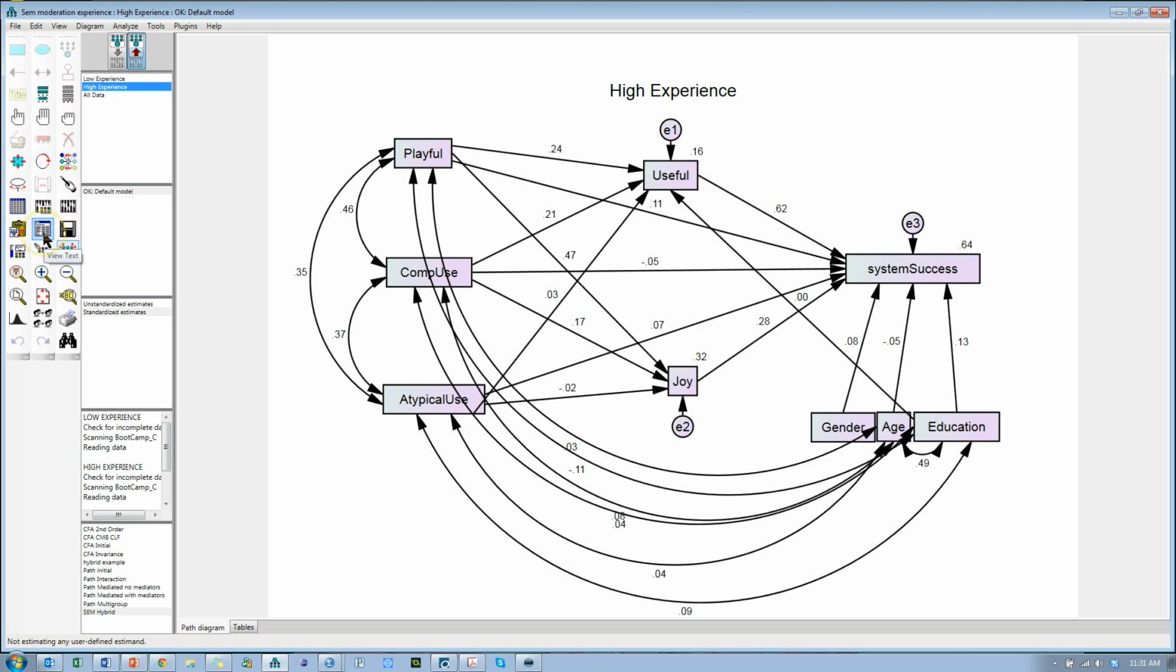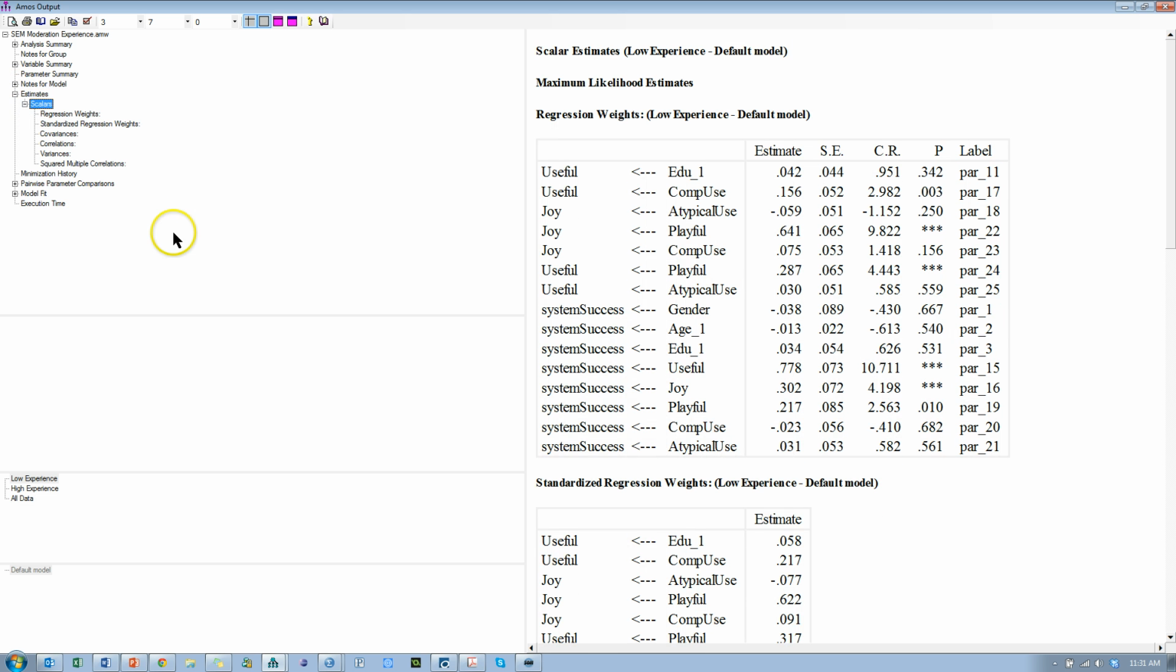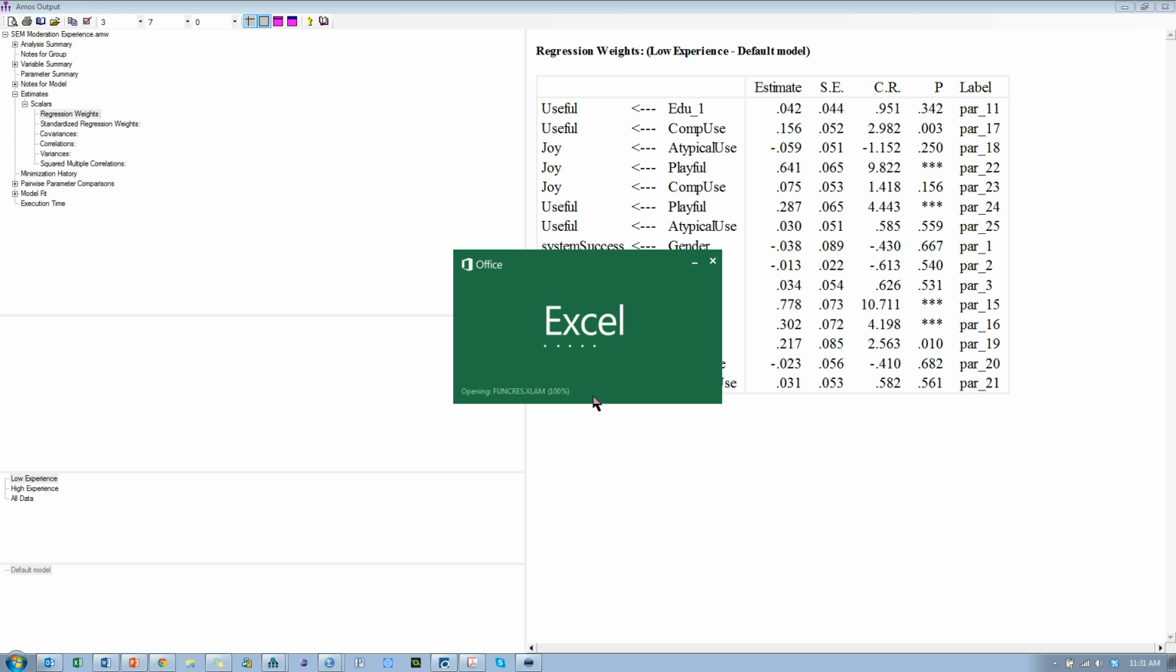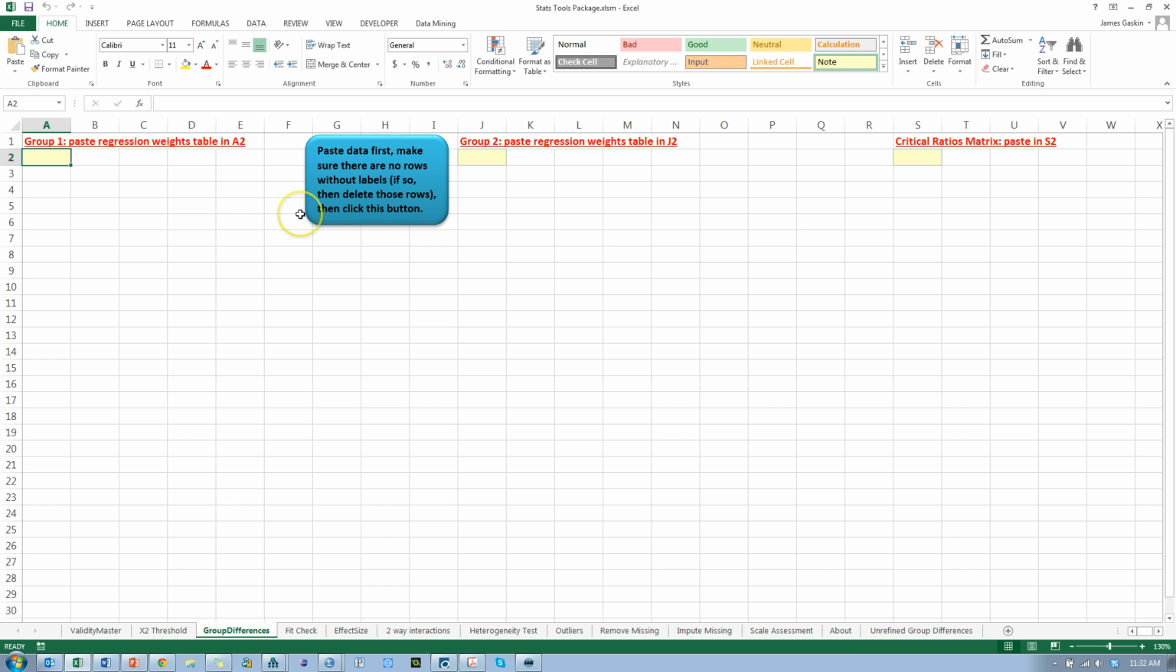Let's go find out. Go to your output, go to your estimates and your scalars, and your regression weights table, not standardized regression weights, and copy that table over to the stats tools package, to the group differences table that we used before.